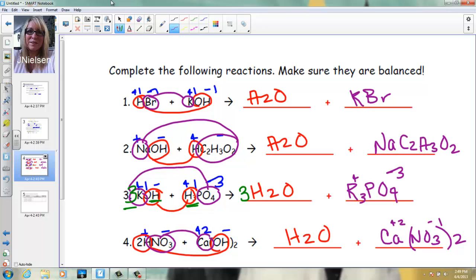Now I have to balance. I have 2 NO3s, which I have over here, 2 NO3s. I have 1 Ca, that's good. And I have a total of 2 H's here. I have 2 H's on the left, and I have 2 H's on the right, for a total of 4 H's, so I need a 2 here. So that's 4 H's, and then I have 2 O's here, and I have 2 O's here in the Ca(OH)2.